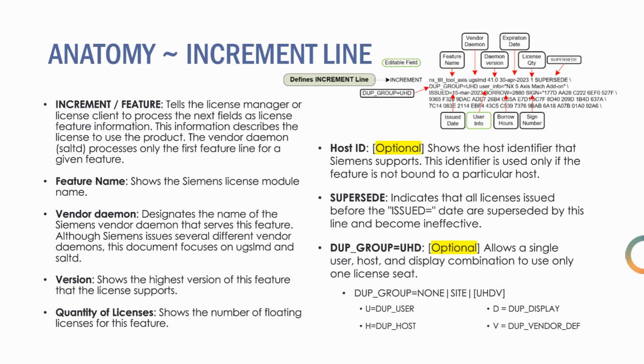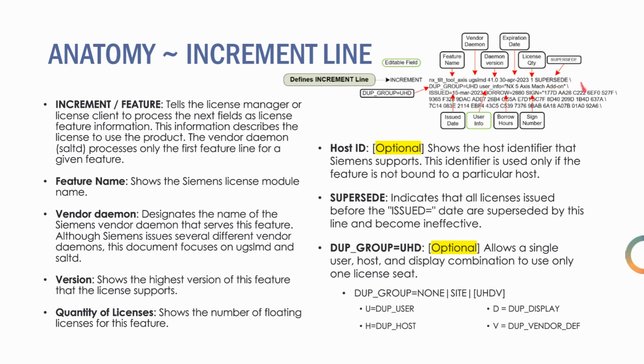The increment line gets a little bit busy in that you have a feature name, and this feature name does not have a package prepending it. So this is a standalone NX tilt tool axis tool. It shows what the vendor daemon is, what the version of that vendor daemon is, and this one is really important, your expiration date. This one is going to be pretty much expired by the time this is happening, at the end of the month that one's going to expire, and how many licenses are available.